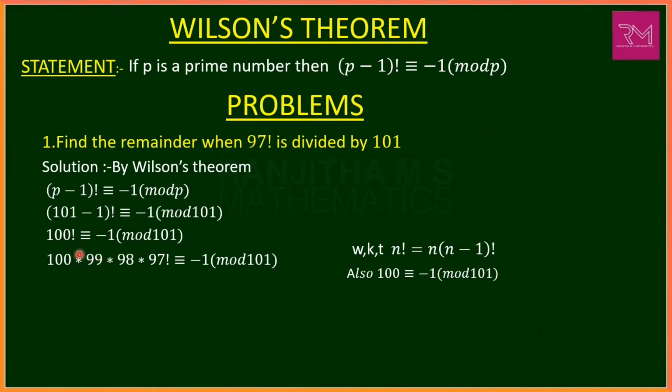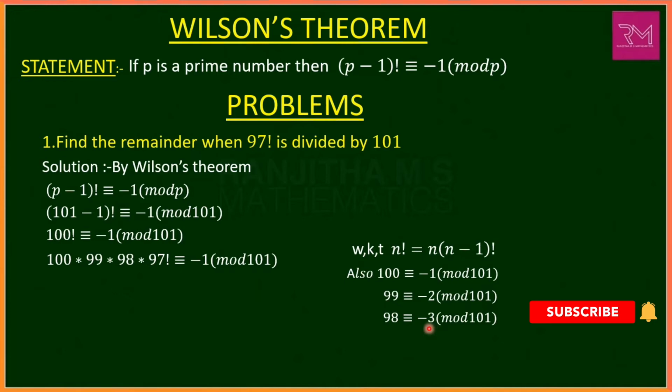In a similar way, we can write 99 as congruent to minus 2 under modulo 101. This is also by the definition of congruency: 101 divides 99 minus (minus 2), that is, plus 2. Hence, 101 divides 101, which is satisfied. So, in the place of 99, we can substitute minus 2. In the same way, in the place of 98, we can substitute minus 3 under modulo 101.